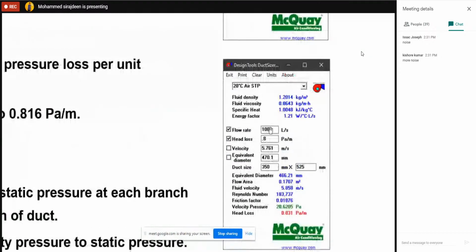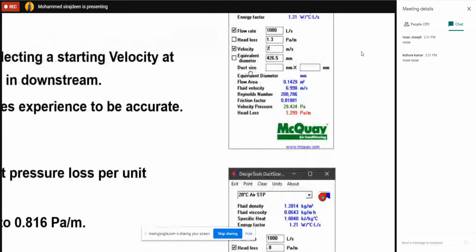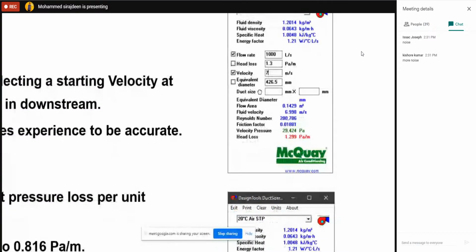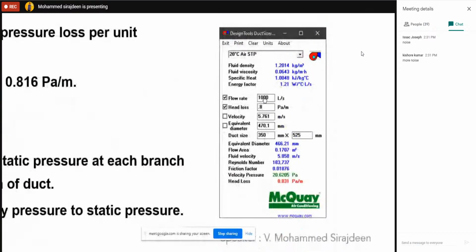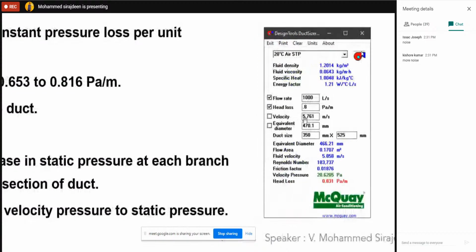We entered 1000 liter per second and entered 0.8 pascal per meter. Then the velocity is getting reduced. If we go with the 7 meter per second velocity, the head loss is increased. So since it is increased, we go with the equal friction method of 0.8 pascal per meter, and the velocity is getting reduced. So velocity is not the only matter; the head loss is also a matter.